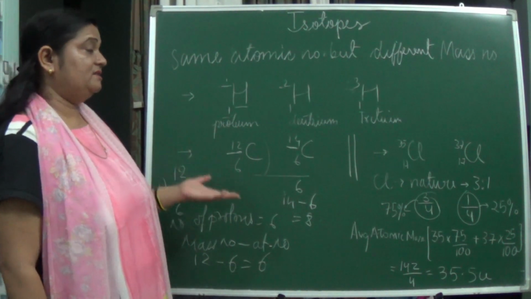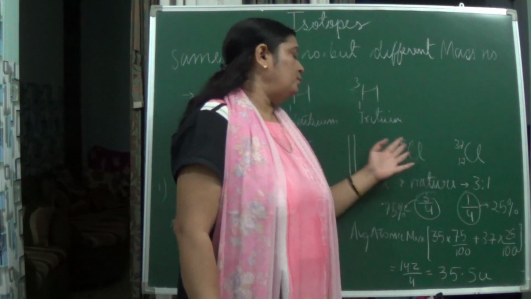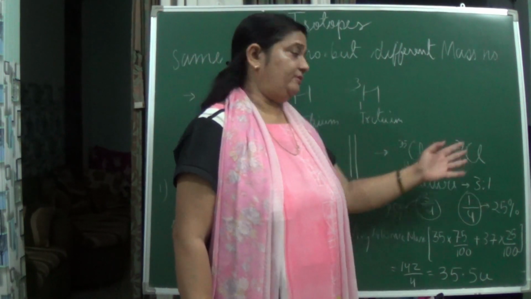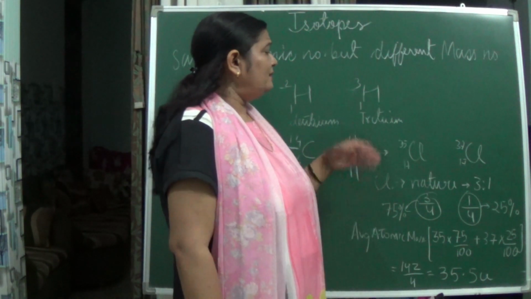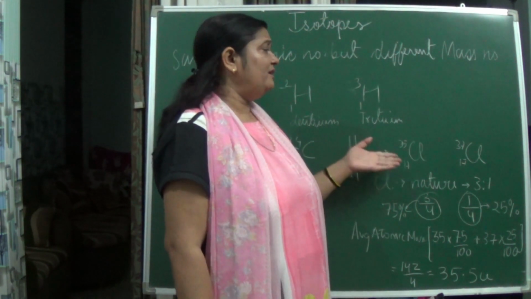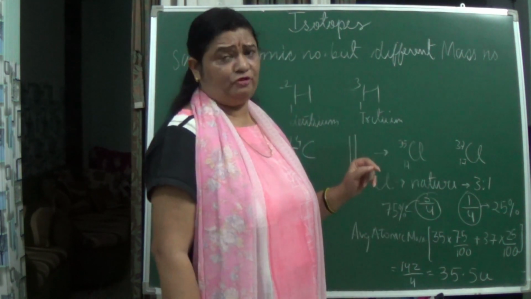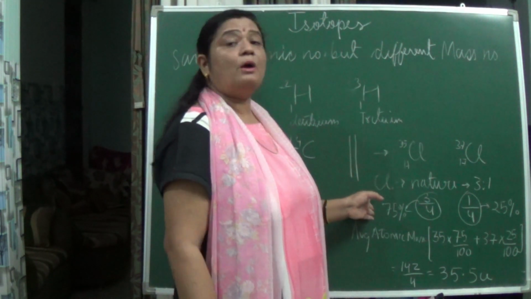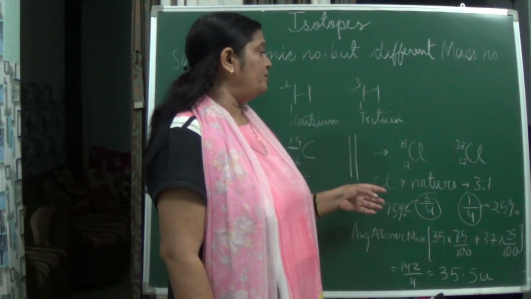Okay, another example you can see is chlorine. Chlorine 35 and chlorine 37. Atomic number is similar, that is 17. So in these cases, which mass can we take, 35 or 37? It becomes confusing, isn't it? So we take out the average atomic mass. So how do we take out the average atomic mass?